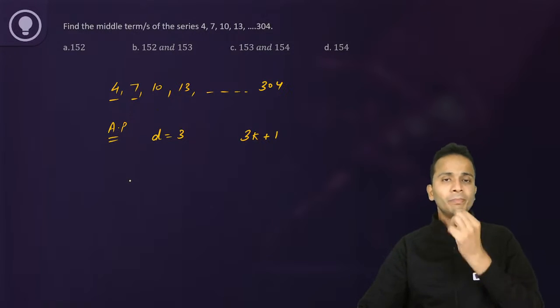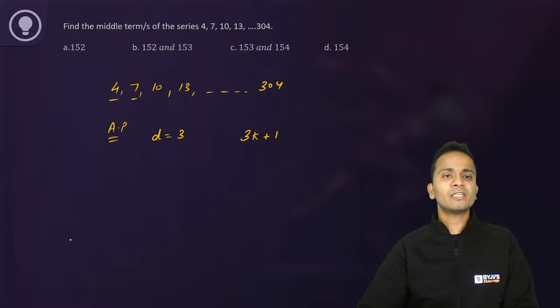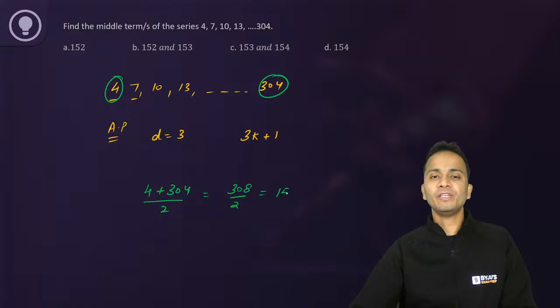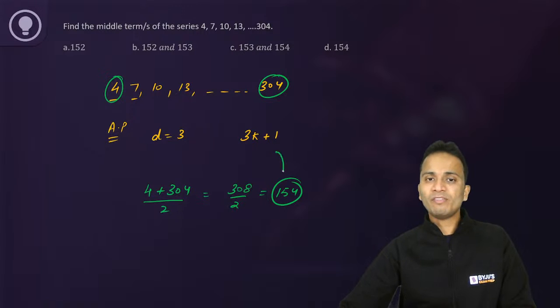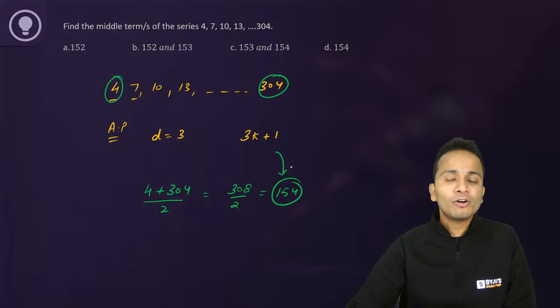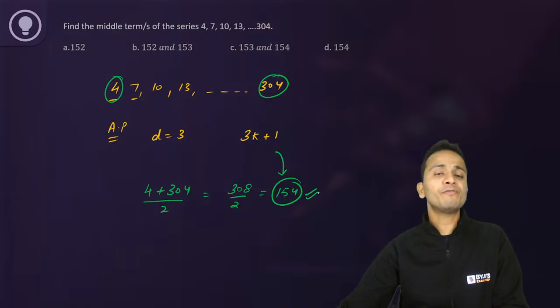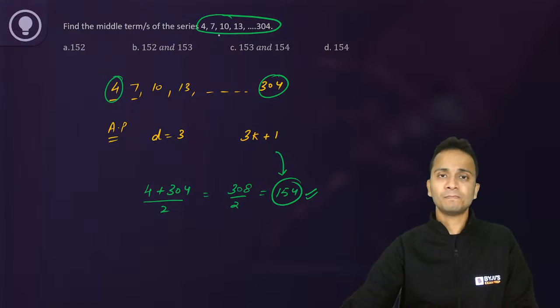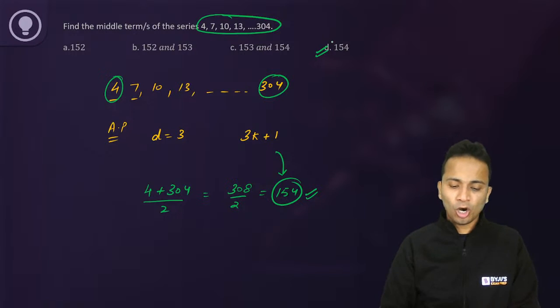So all these terms are 1 more than a multiple of 3. Okay. Now to find the middle term, you can just take the simple average of the first and the last term. So 4 plus 304 divided by 2 will straight away give you the middle term. Okay, so 308 divided by 2, that is 154. Now check if 154 is also in this form. Yes, 154 can also be written as a multiple of 3 plus 1, and hence 154 will be among the terms in this series, and hence the middle term. So the correct answer has to be option D.